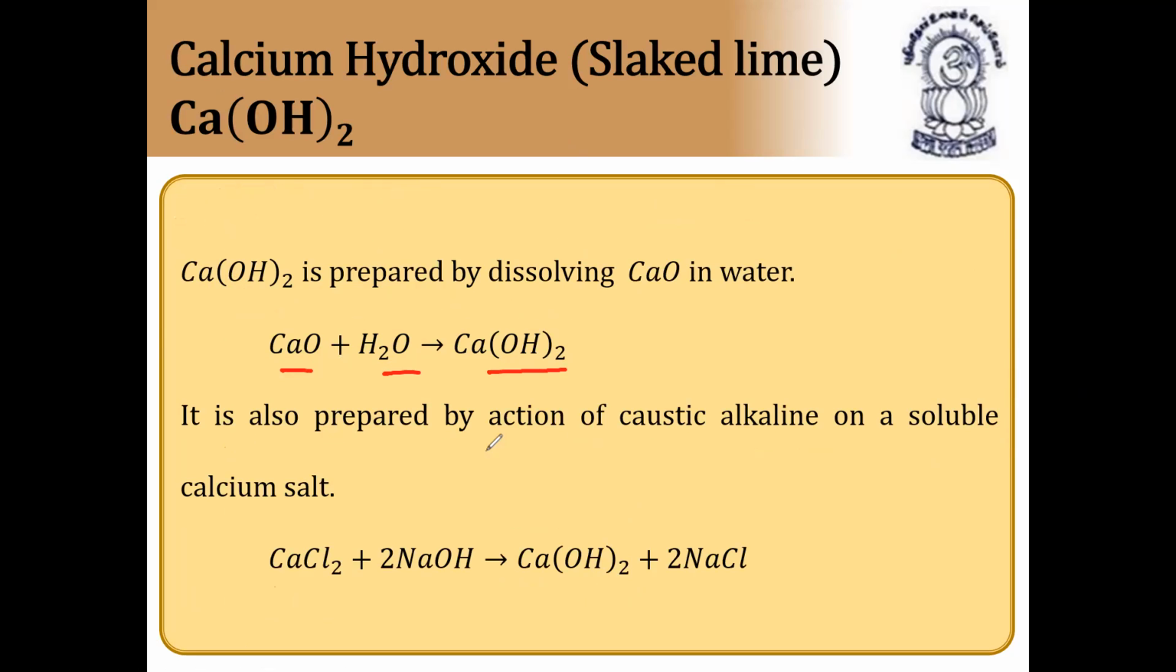It is also prepared by the action of caustic alkali on a soluble calcium salt. That is, sodium hydroxide and calcium chloride combine to form calcium hydroxide and NaCl. This is also called a double decomposition reaction, where Cl2 is exchanged with sodium and OH is exchanged with calcium. So like this you get it.